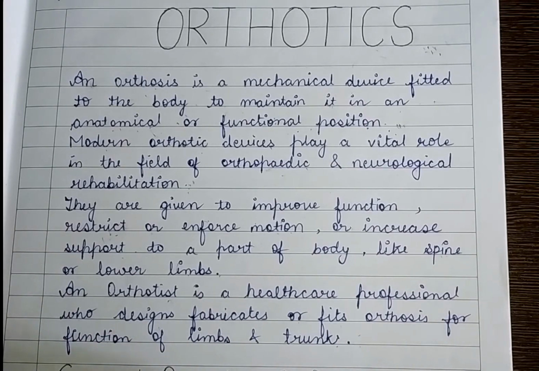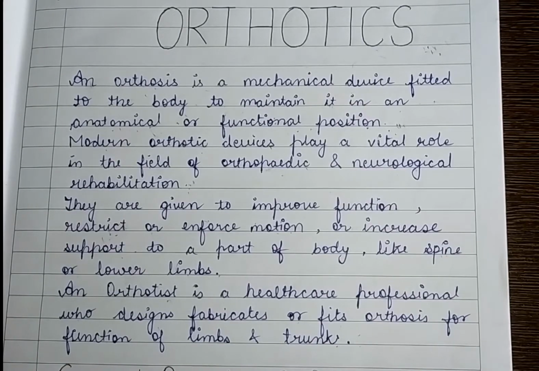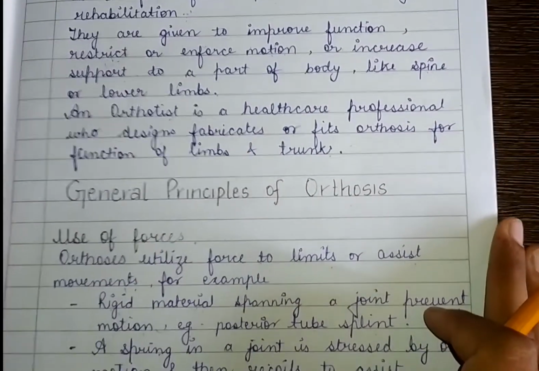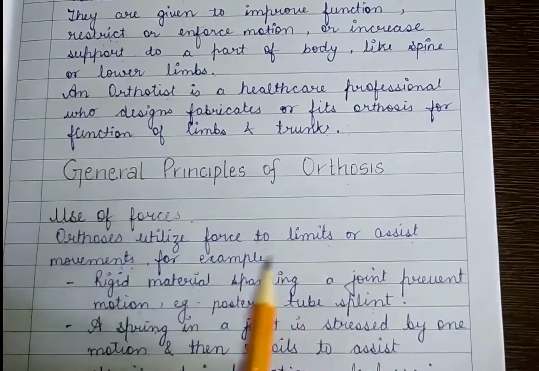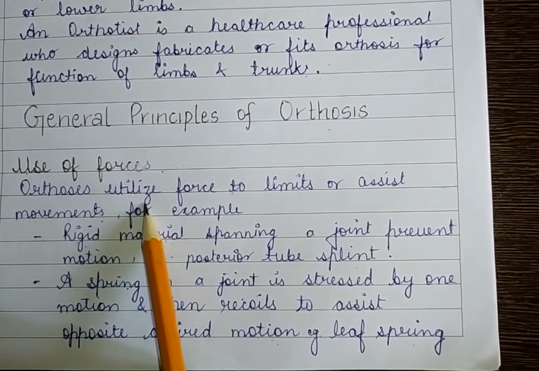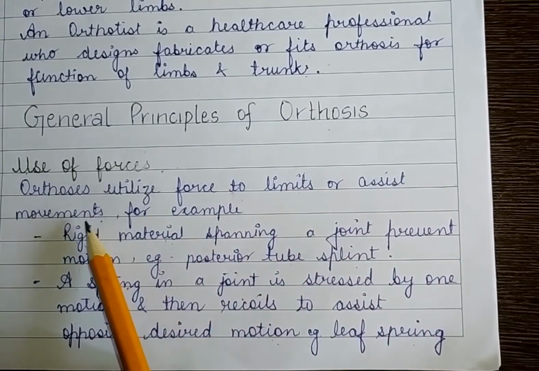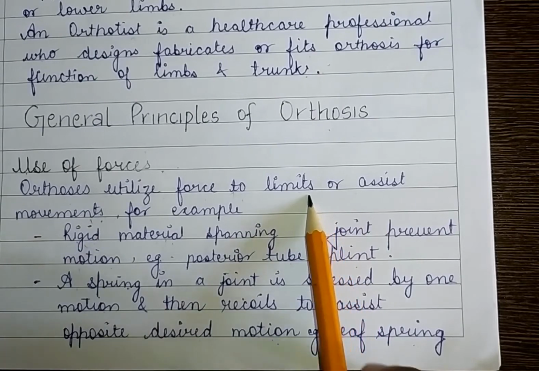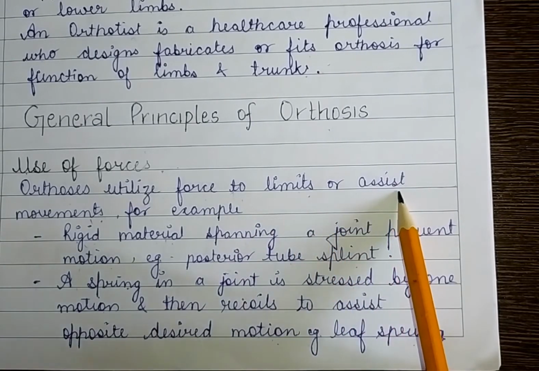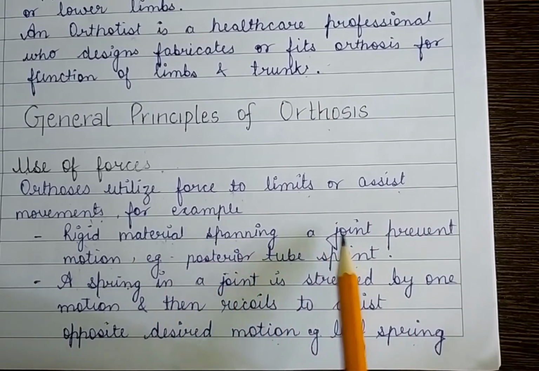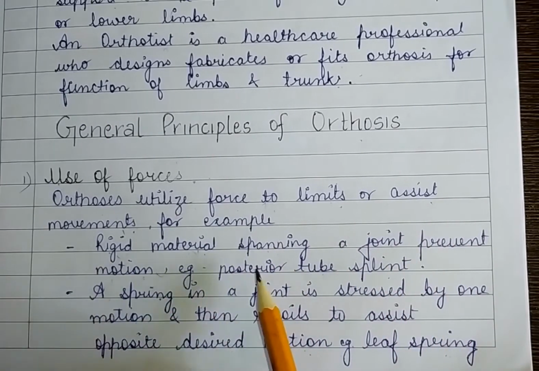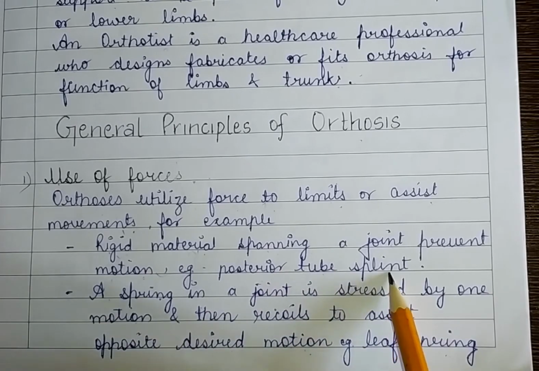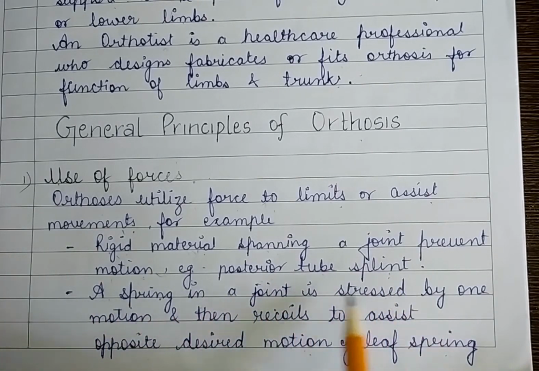So what are the general principles of orthosis? Number 1, use of forces. Orthoses utilize forces to limit or assist movement. They can both limit the movement or assist the movement. A rigid material spanning a joint prevents motion, for example, a posterior tube splint. A spring in a joint is stressed by one motion, and when it recoils, it will assist the opposite desired motion.